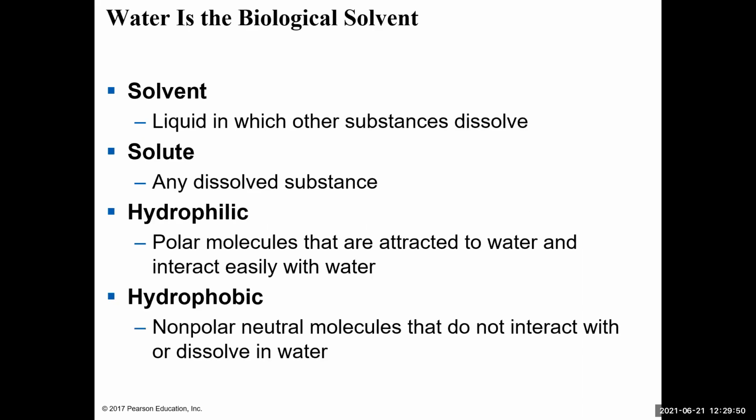Now, when we say water is a biological solvent, we mean that water is a substance that can dissolve other substances. So it's basically a liquid that can dissolve a lot of other substances and molecules. And so any liquid that dissolves substances is known as a solvent. Anything that is dissolved in a solvent is called a solute. So any dissolved substance is known as a solute.